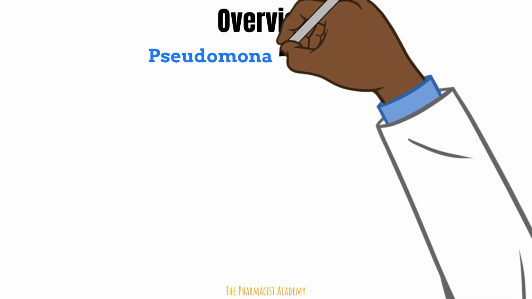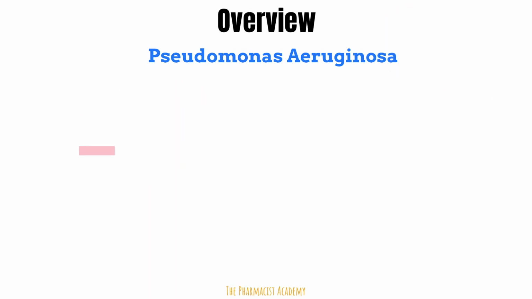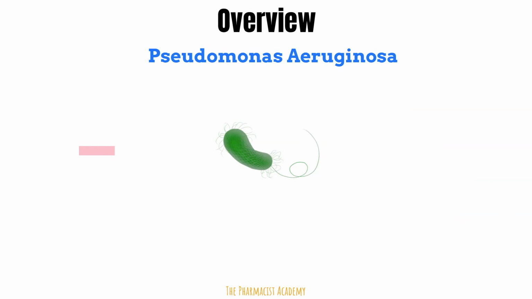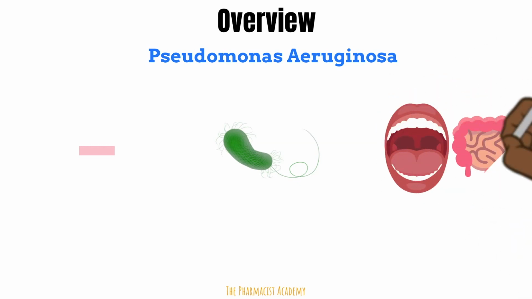Next, we have Pseudomonas, which is a gram-negative bacteria. They have a rod shape and present with one or more flagellum to help them move in different environments. And just like Staphylococcus, Pseudomonas can be found in the oral cavity and intestines.